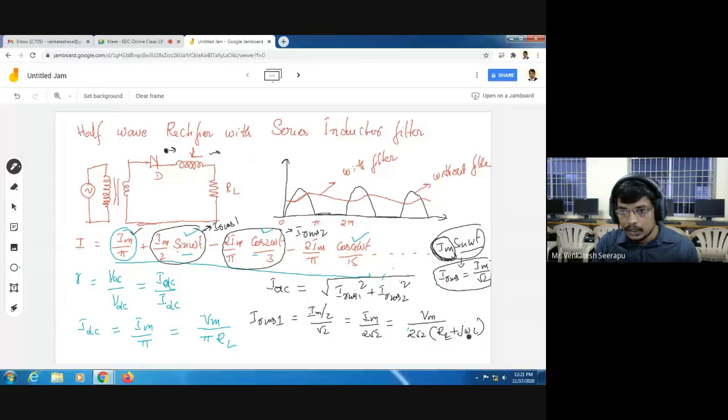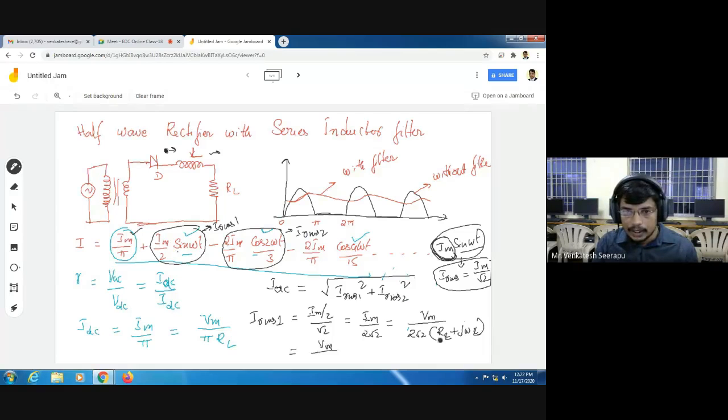Why did I consider omega L here, and not there? Because for computing the DC component it is acting like a short circuit. For DC values it has zero resistance. That's why I didn't include this inductor reactance there, whereas for the AC component it offers some resistance value. That's why I included omega L here. Now if I want to find the magnitude of RL plus j omega L, how do we find it?